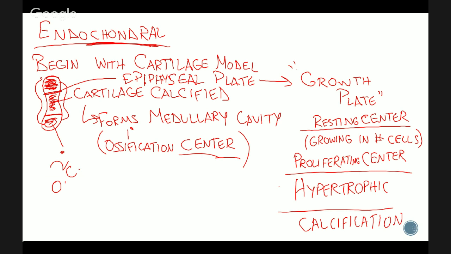So this is the growth plate. The cartilage is just resting, and it proliferates, mitosis, growing in number of cells, and the cells get larger, and then they calcify. Got it? Pushing this whole thing up. Epiphysis away from epiphysis. Couple more things.